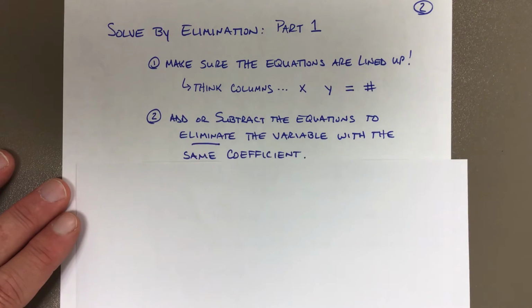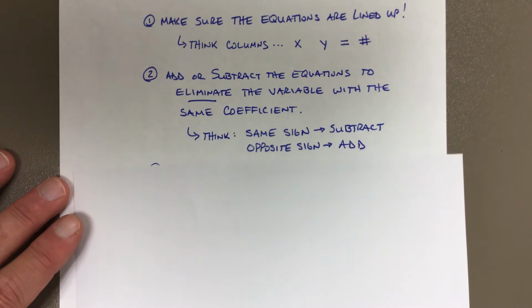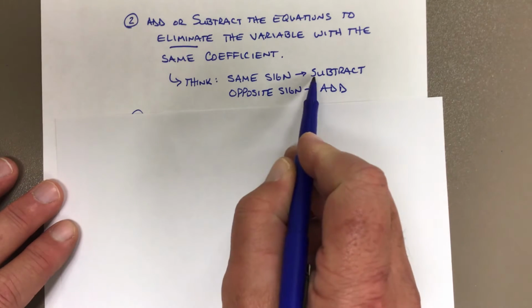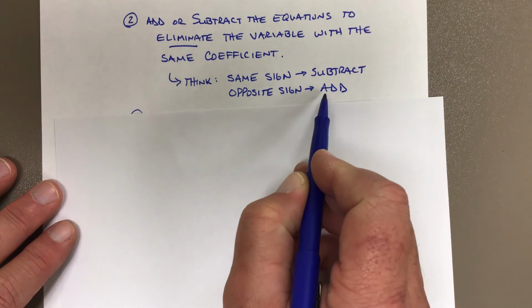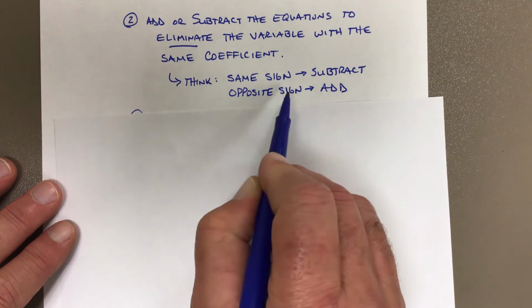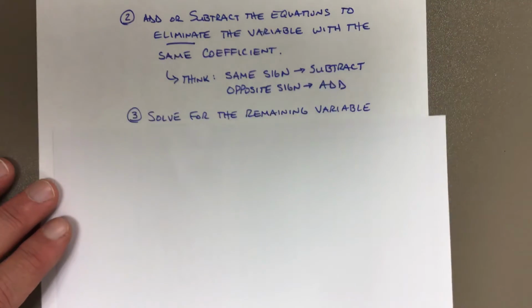All right. Then we're going to add or subtract the equations to eliminate the variable with the same coefficient. So we're going to look for the variable that has the same number attached to it in both equations. Then we're either going to add or subtract them. All right. My little thing is that if it's the same sign, we're going to subtract. If it's opposite sign, we're going to add. Same sign, subtract. Opposite, add. Two vowels, and then same things. Same sign, subtract.